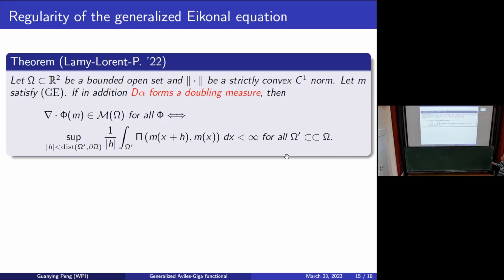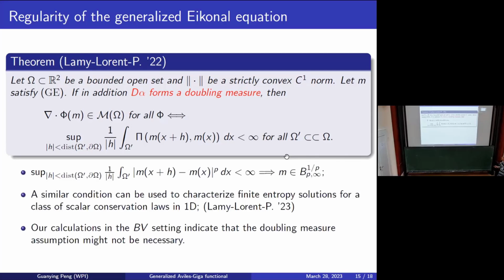Well, this condition here is a little bit technical, and let me try to explain this a little bit. So essentially, if I replace this metric pi acting on m of x plus h and m of x by the pure difference, m of x plus h minus m of x. So if this quantity is finite, then it implies that this vector field m locally satisfies this fractional Besov regularity with index p. So for p strictly greater than 3, we know that regularity is not enough to imply finite entropy solutions.